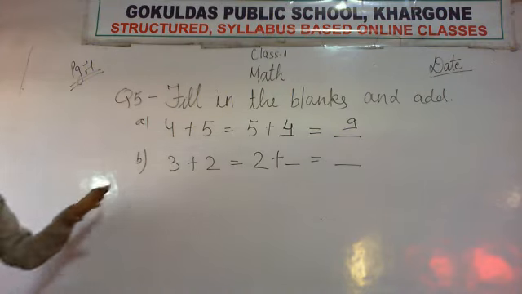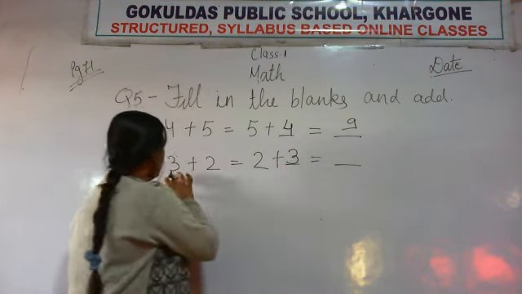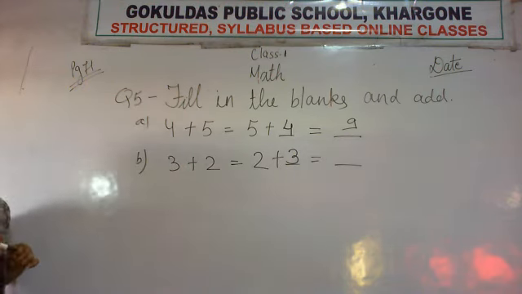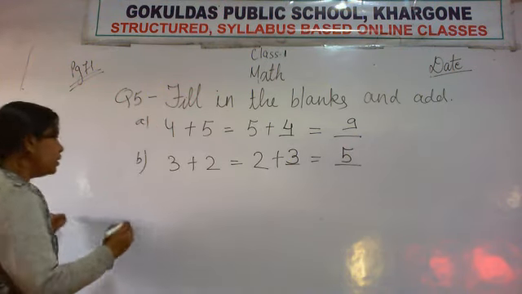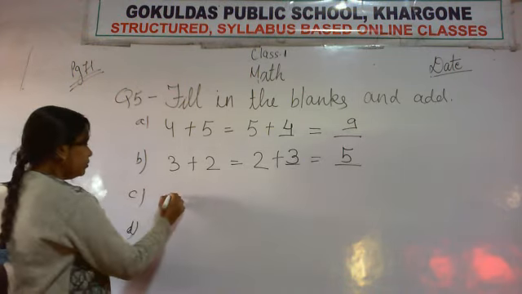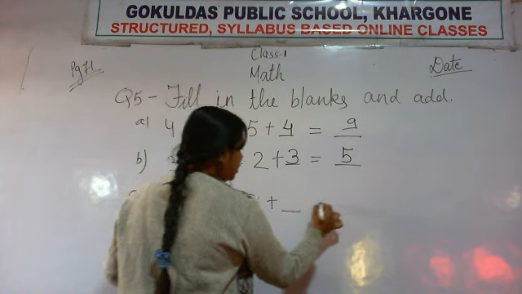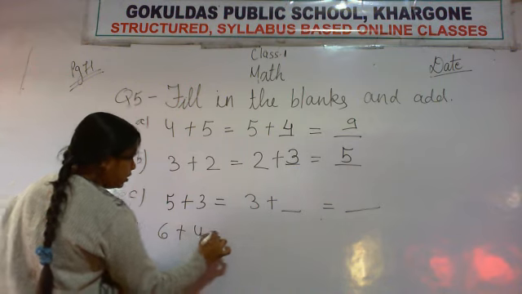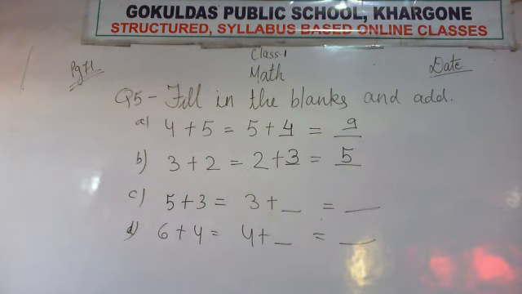Now the next question, 3 plus 2. So 2 plus which number comes here? 3. 3 plus 2, 2 plus 3, and the sum of 2 plus 3 or 3 plus 2 will be the same, 5. Okay. So I am giving you 2 more questions. You do them yourself.